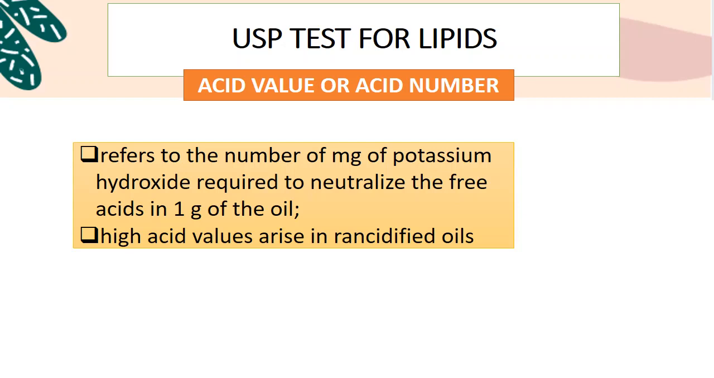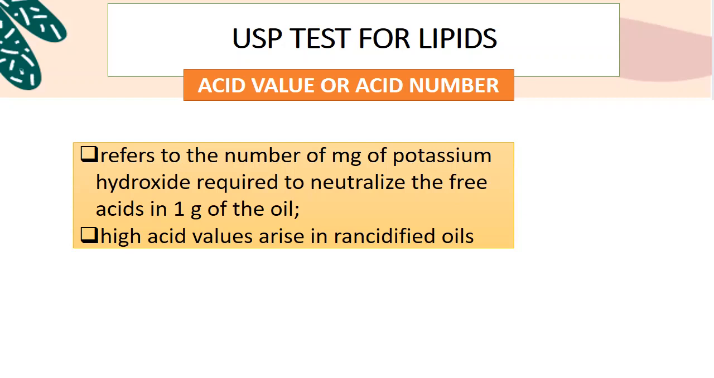So, number 1 would be your acid value, or what we call the acid number. When we say acid value, this refers to the number of milligrams of potassium hydroxide which is required to neutralize the free acids in 1 gram of the oil. So, usually, this is what we do in your titration process. And it measures the hydrolytic rancidity of your oil.